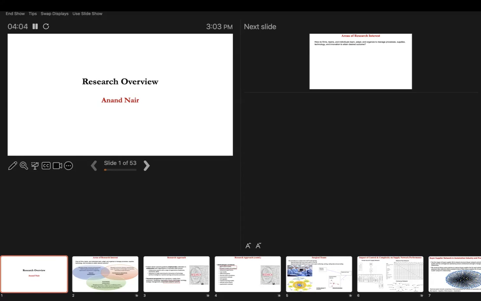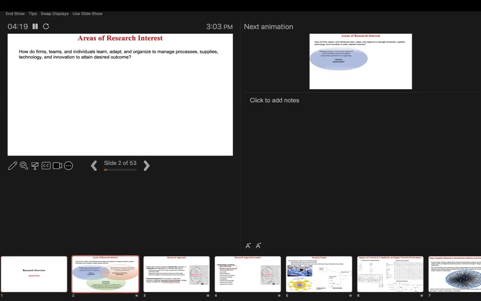So my agenda would be, as Chris was mentioning, to start with what I've been working on over the course of several years in different domains, mainly in business and organizations, and then get into one of the papers. So name is Anand. My main research question that I look at in almost every study is this broad framework, which is how do firms, teams, and individuals learn, adapt, and organize. Right? So this is very important as part of the overall theme that I look at.